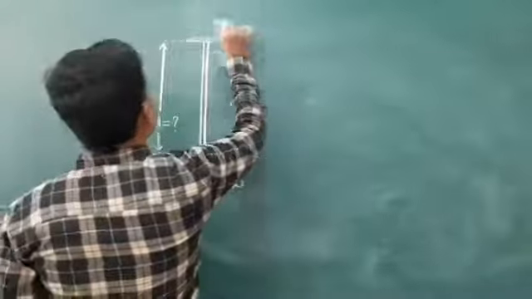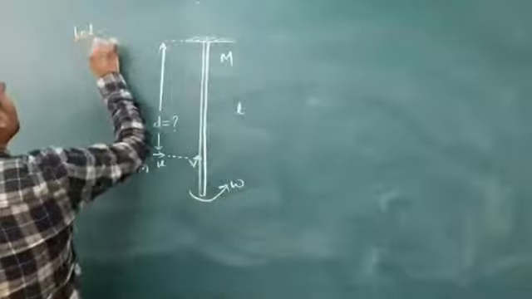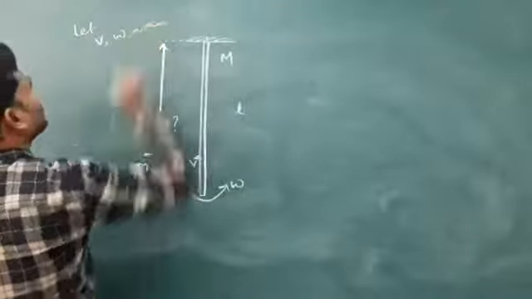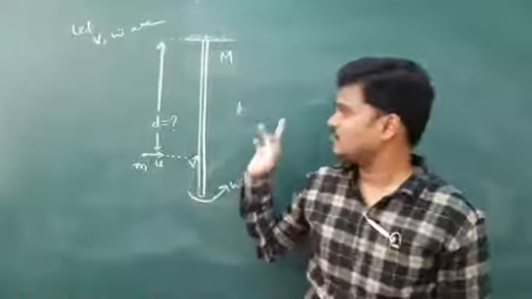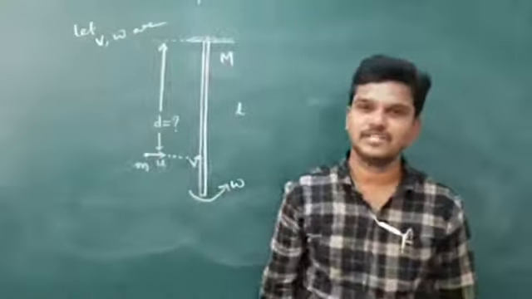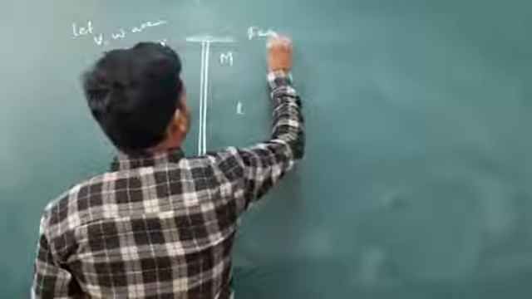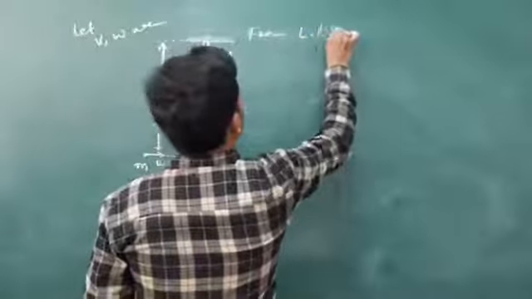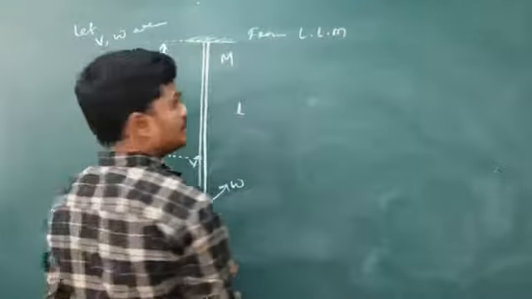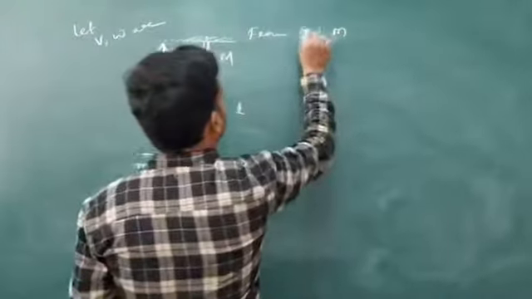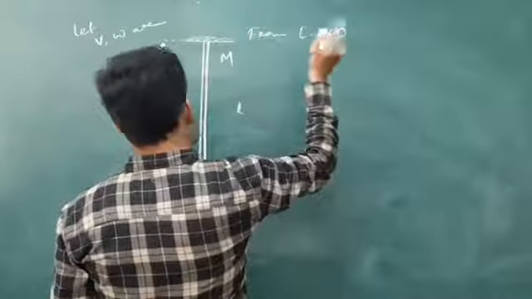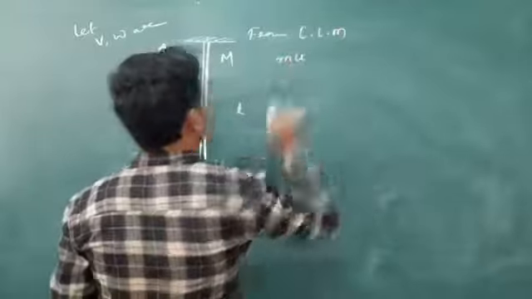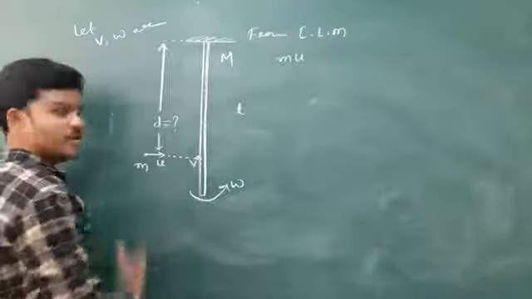So let v and omega be the linear speed of the particle and the angular speed of the rod after the collision. Again, let us apply the conservation of linear momentum. From the law of conservation of linear momentum, momentum before the collision is equivalent to momentum after the collision. Momentum before the collision is mu for the ball.